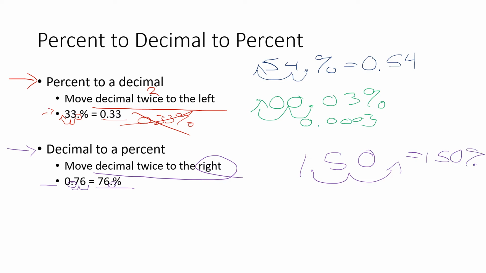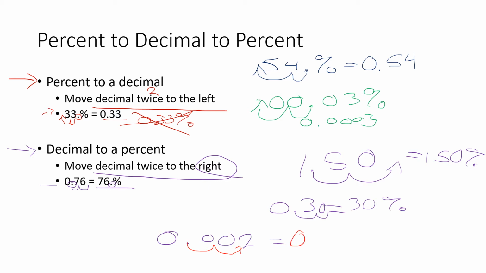Or let's say we have 0.3, and we want to turn that into a percent. We'd go over once, twice, add a 0 because there's nothing there, and get 30%. Or if we had 0.002, our decimal would go over once, twice to the right, and give us 0.2%.